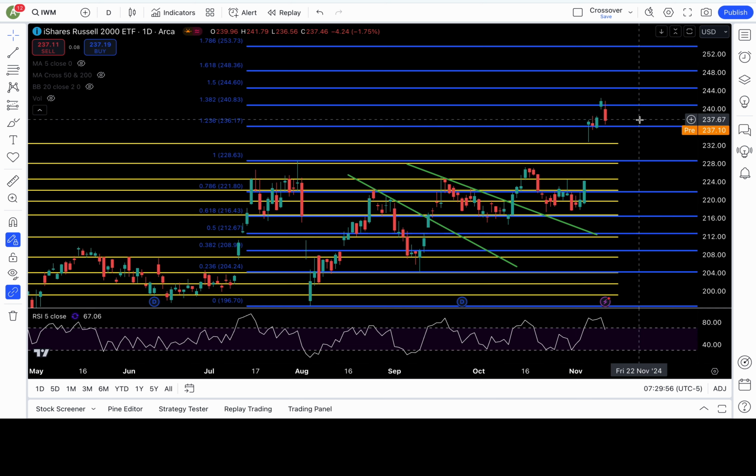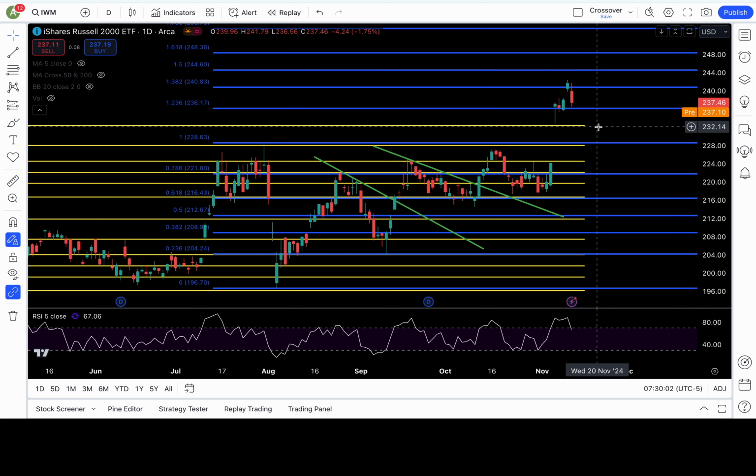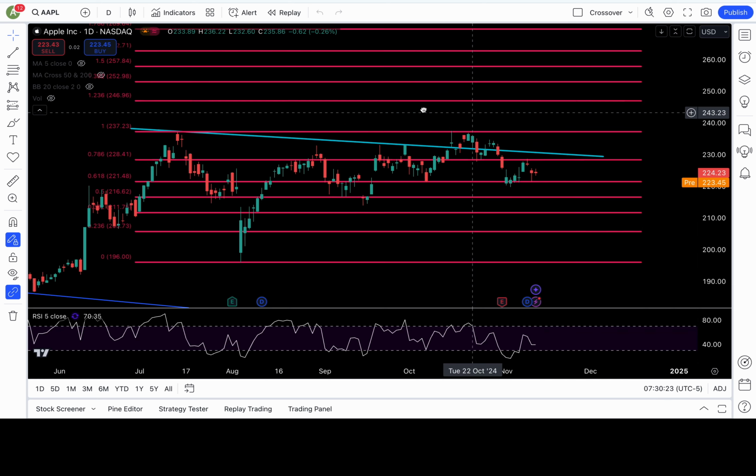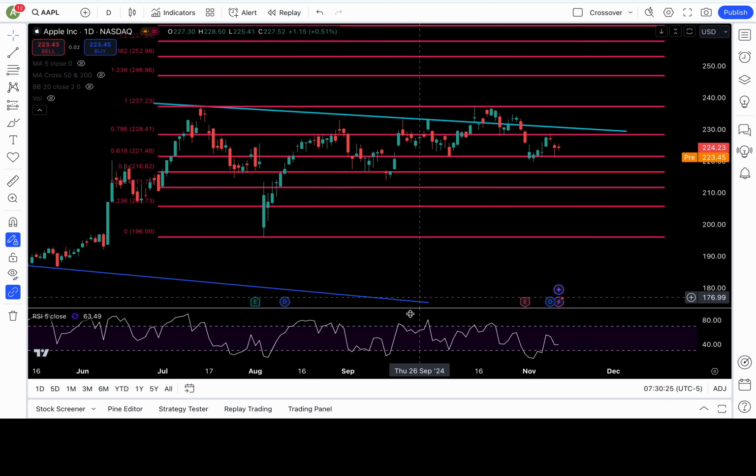IWM looking like it's trying to pull back. I have the next Fibonacci support level at 236. If that level fails, pullback continues, okay, down to 232, 230, and 228.6, okay? If this is a bounce, then resistance at 238 and 240 must clear to put 243, 244.6, 247, and 248.3 all in play.